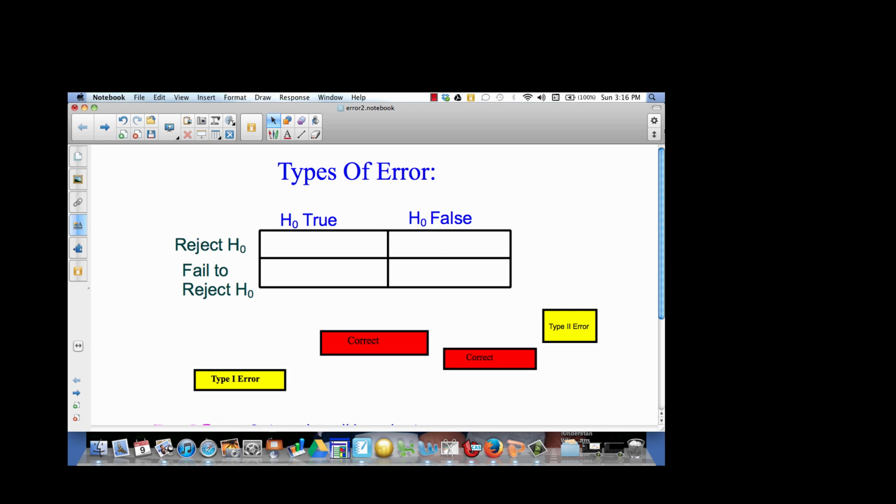Hey boys and girls, today we're going to talk about types of errors, affectionately known as type 1 and type 2 error. We're going to look at what these errors are, how they tie to a concept called power, and we're going to look at the interrelationship between them.